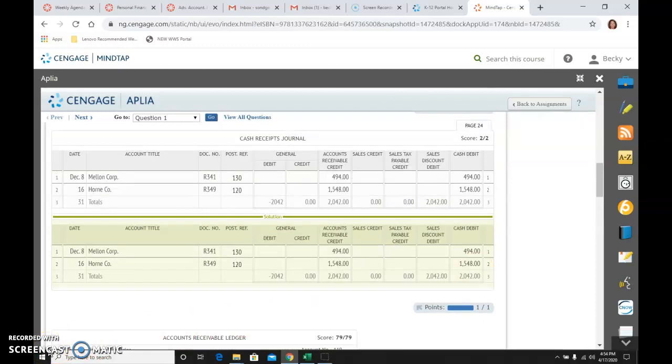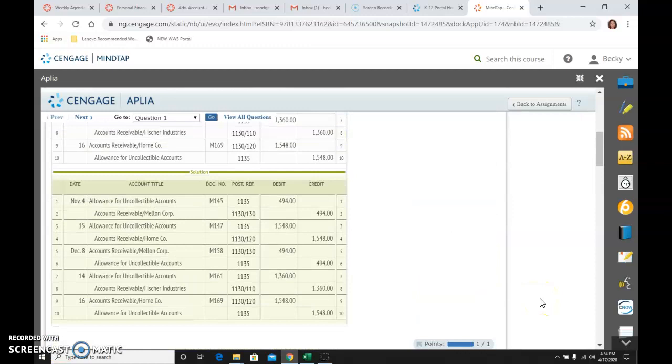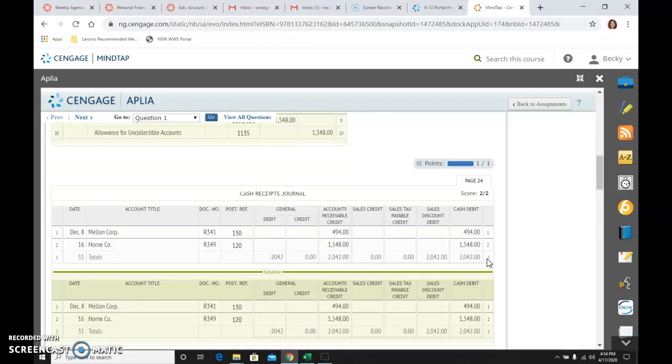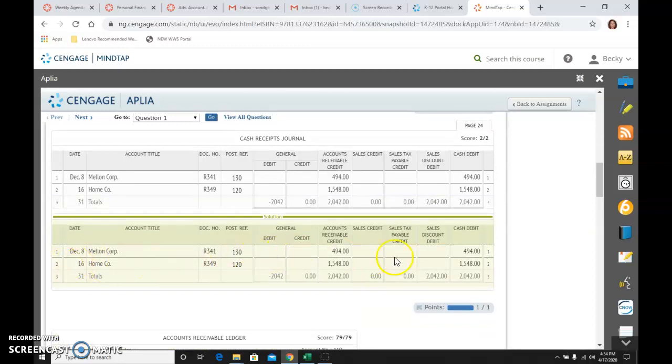And that is it. Oh, sorry, let me go. I'll leave it there for a second so that you can copy what you need to for post references if you want. And there it is for the cash receipts journal, just post references, because the only thing I'm posting is this accounts receivable credit.